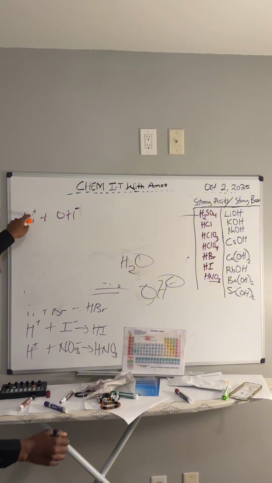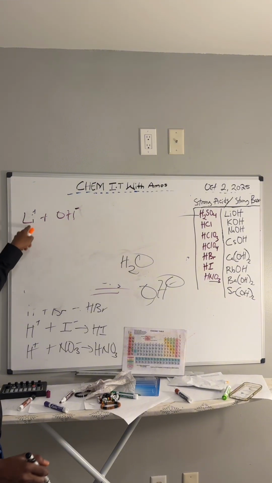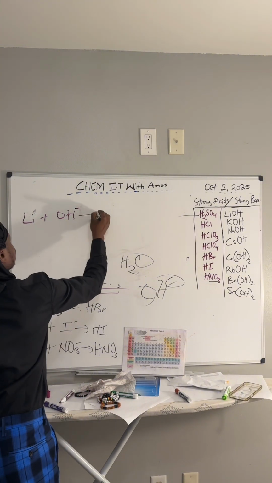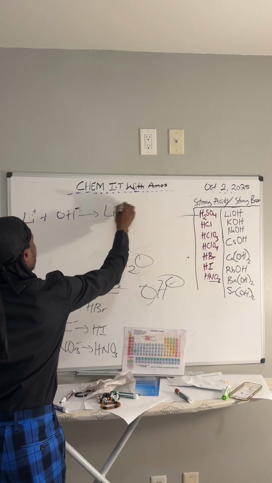Lithium wants to lose one electron, and OH wants to accept. Let it lose it, and OH accepts it. So we produce lithium hydroxide, LiOH.